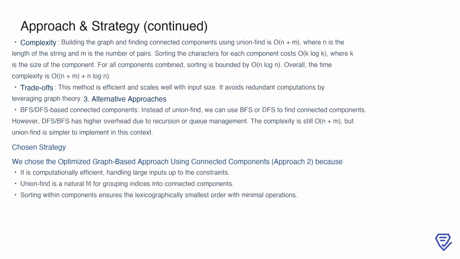One alternative to union find is using BFS or DFS to find connected components. While these methods achieve the same asymptotic complexity of O(n + m), they can involve additional overhead from recursion or queue management, making union find a simpler and more direct choice for this problem. Ultimately, the graph-based approach using connected components is chosen for its computational efficiency and its natural fit with the problem requirements. By grouping indices and sorting characters within each component, we achieve minimal lexicographical order with minimal operations.